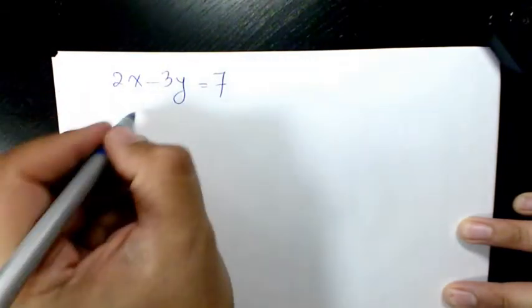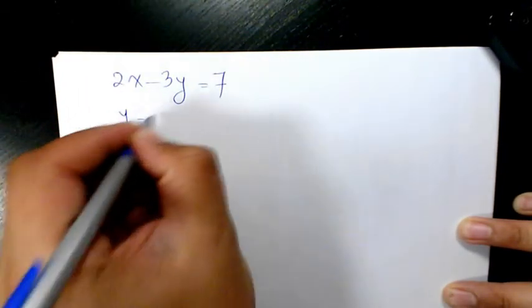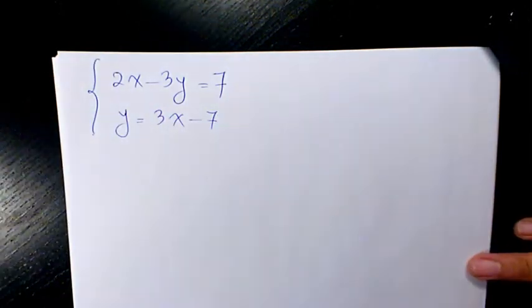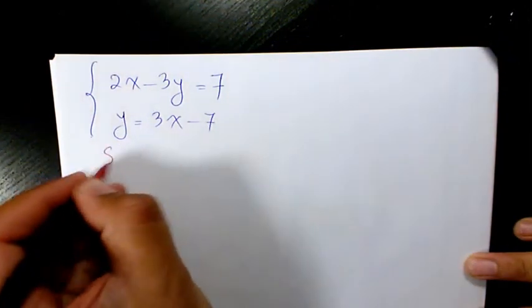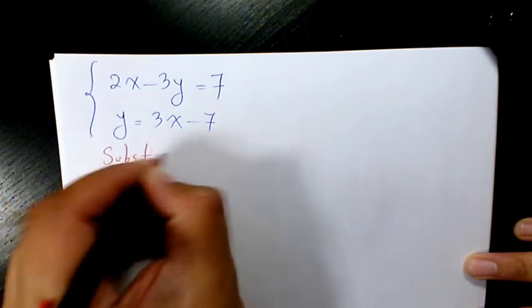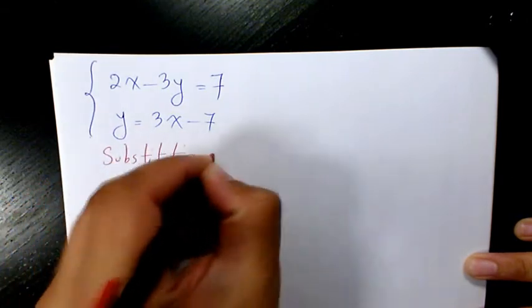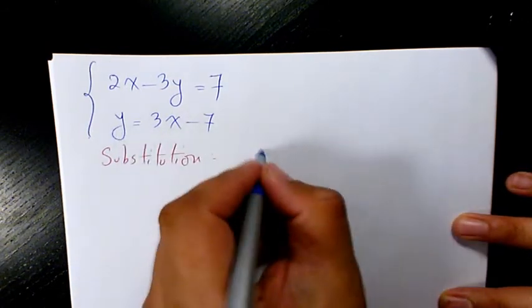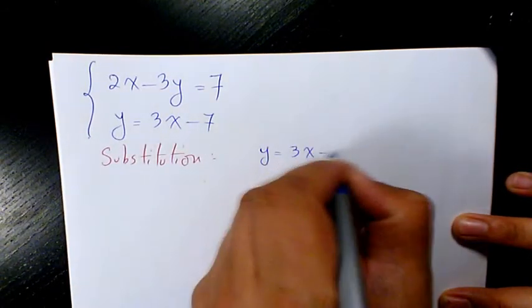That's 2x minus 3y equals 7, and y equals 3x minus 7. So I'm going to solve in two different methods. Start with substitution. If you look at the second equation, it's isolated. So y equals 3x minus 7.